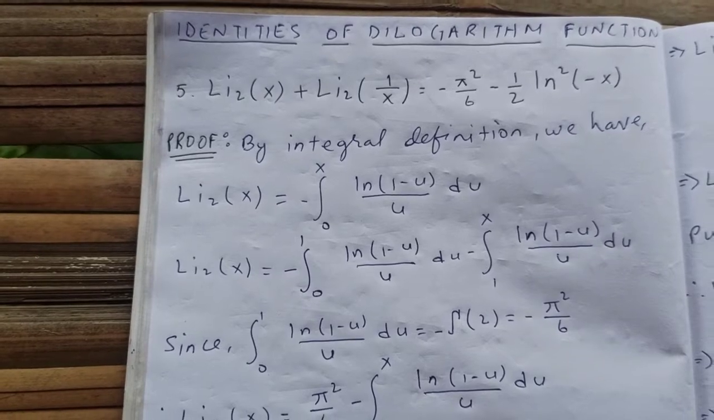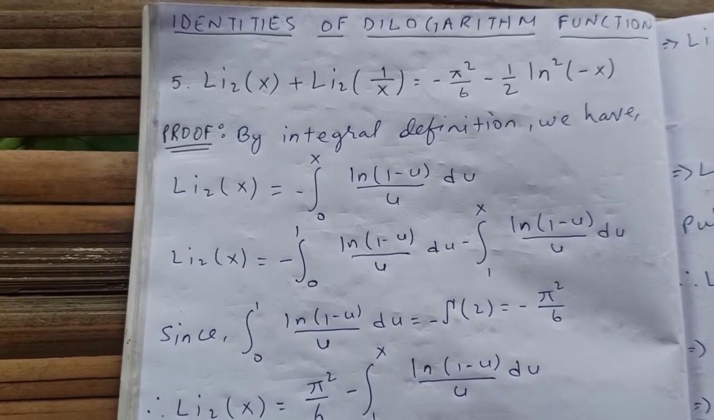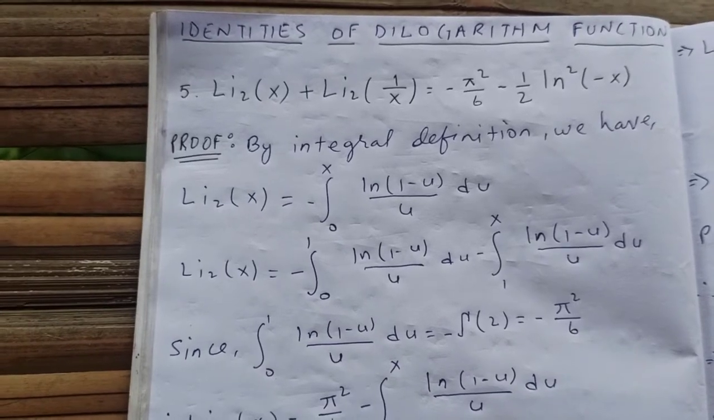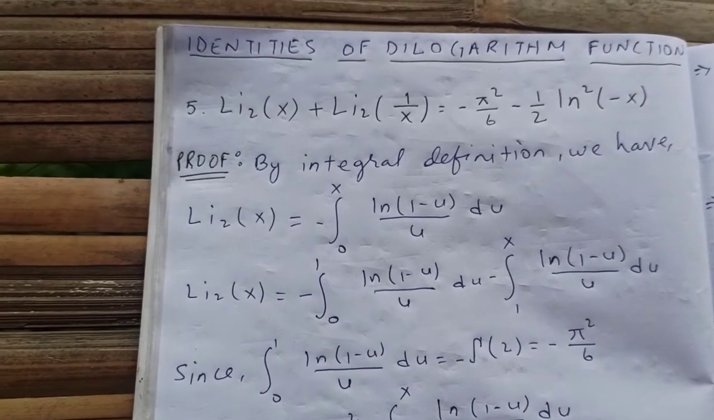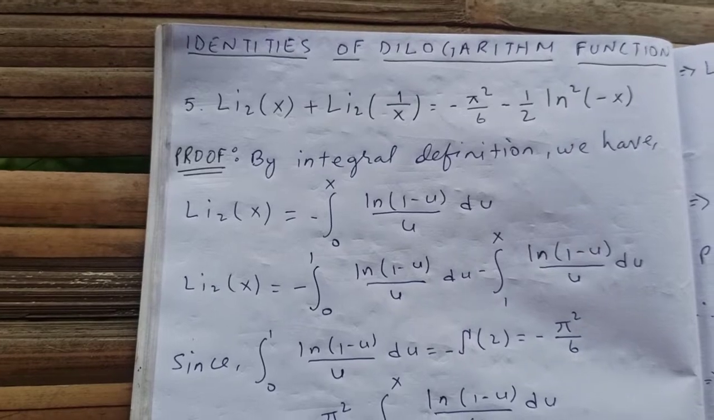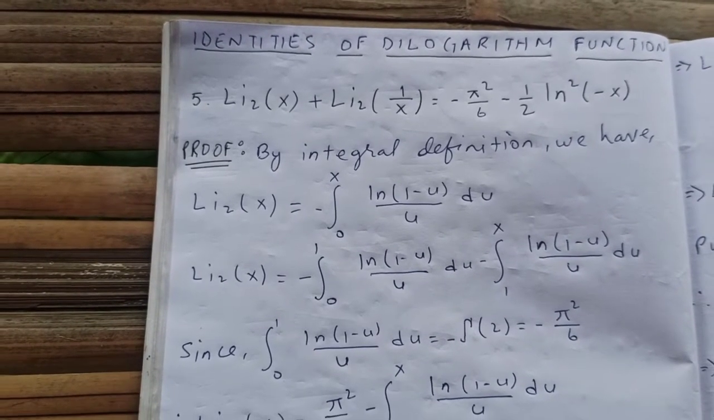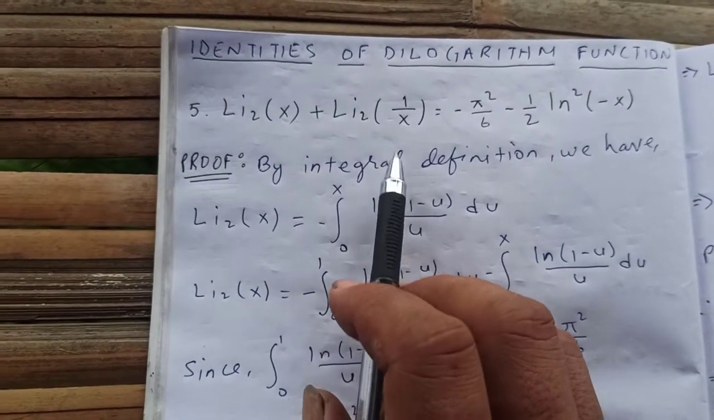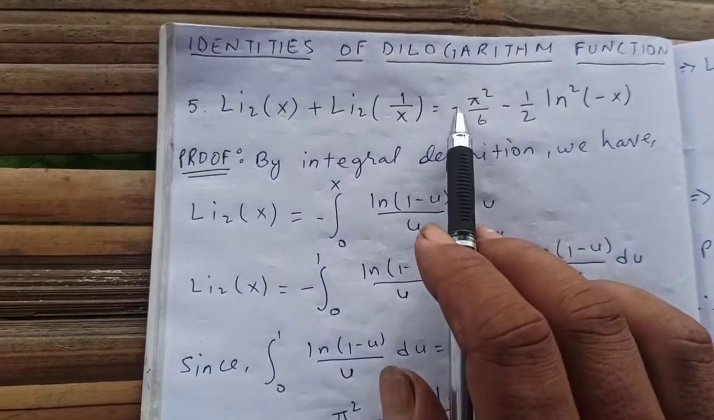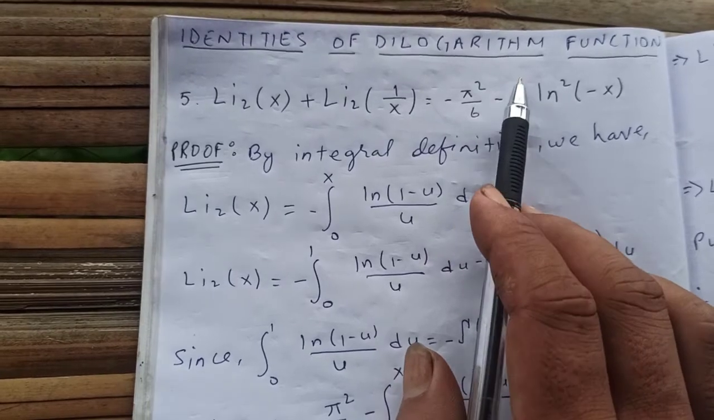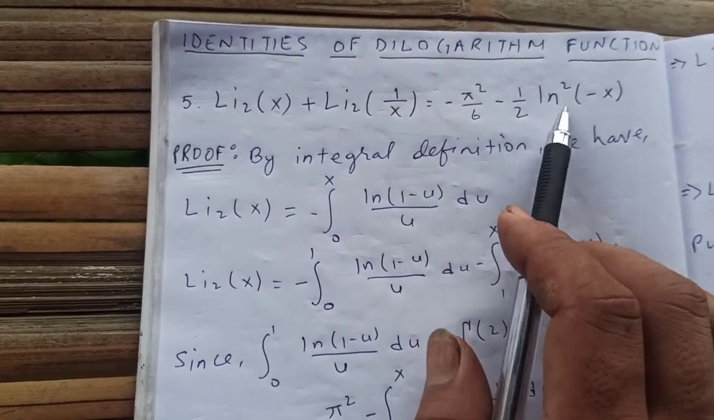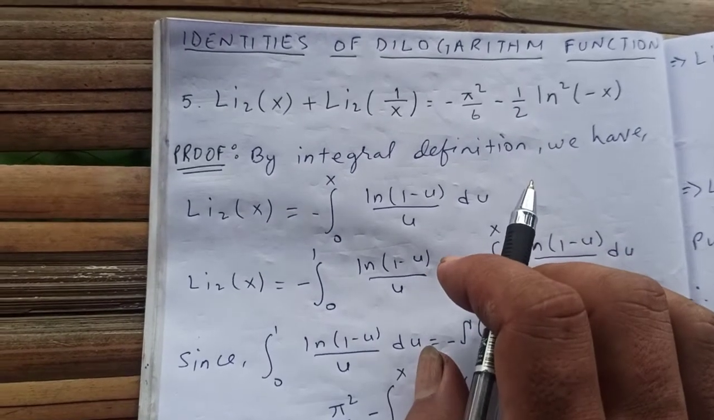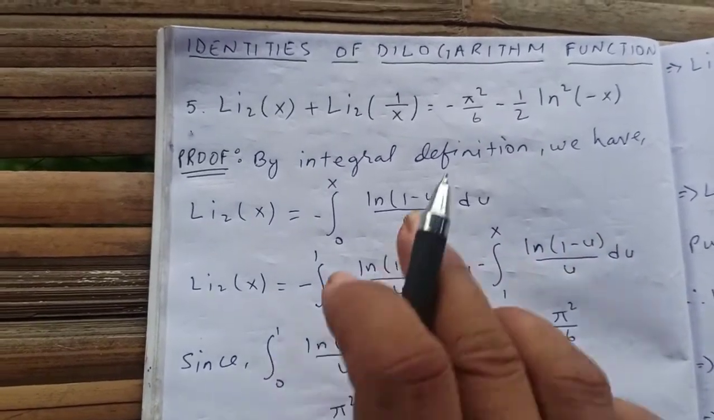Today we are going to see the fifth identity of the dilogarithm. The fifth property is: Li2 of x plus Li2 of 1 over x is nothing but negative pi square over 6 minus half of natural log square of negative x. Okay, natural log square of negative x. Now we are going to prove this one.